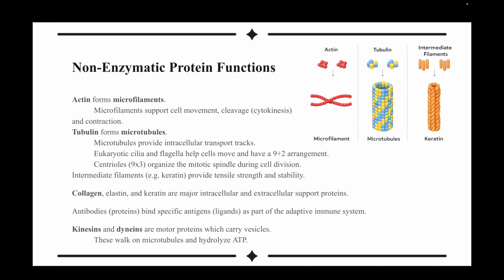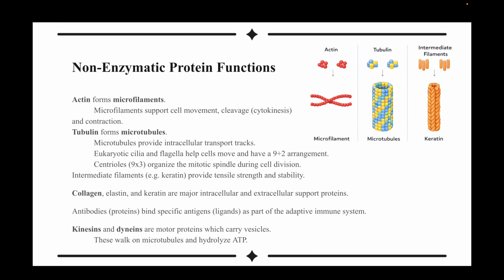Centrioles, which are organized 9×3, which means 9 sets of microtubule triplets, organize the mitotic spindle during cell division. There's also intermediate filaments, like keratin, which provide tensile strength and stability. You should be familiar with collagen and elastin and keratin. These are major intracellular and extracellular support proteins.